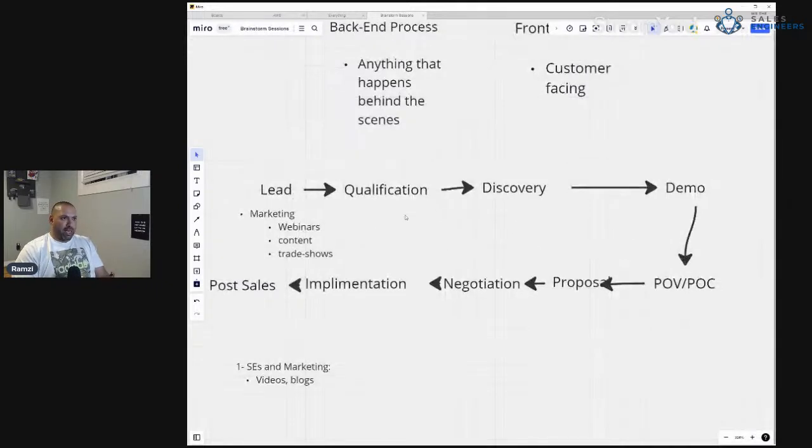And we're talking about the back end process versus the front end process, where the back end is anything that happens behind the scenes, which generally speaking, people don't talk about. And front end is everything that's customer facing. So we just talked about marketing. Now we're going to talk about qualification. So who does the qualification? We mentioned earlier SDRs and BDRs usually. And sometimes you have account managers or account executives that do it as well, depending on the company.